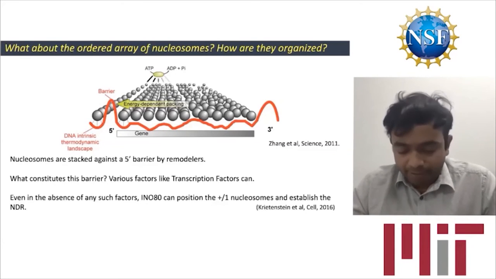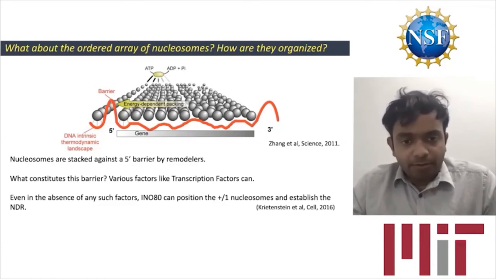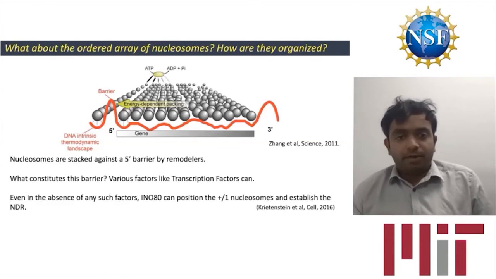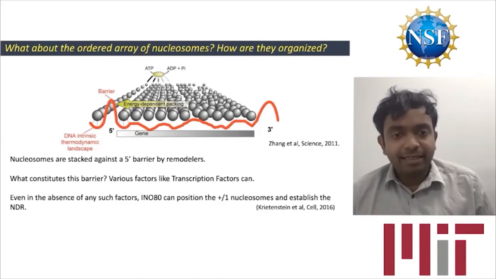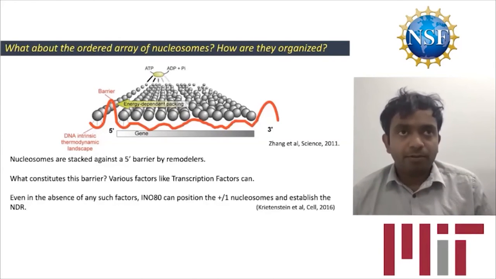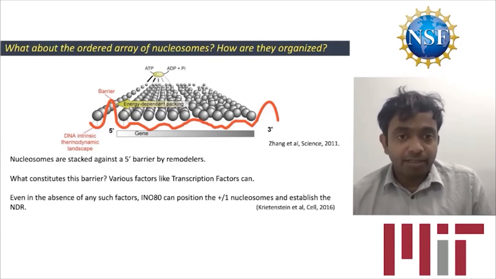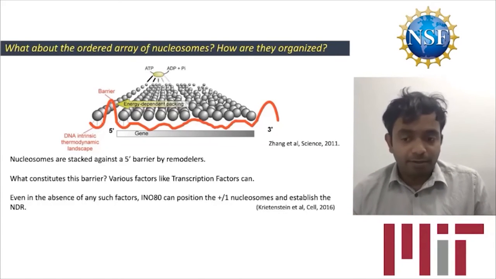been widely implicated. But there is one nucleosome remodeler, INO80, which is rather special because even in the complete absence of transcription factors or any other factors, it is still able to position the plus one nucleosome at its canonical location. So we asked, is this sequence-encoded region of rigid DNA that we discovered to lie near the 5' ends of genes able to serve as a barrier against which INO80 can stack and position the plus one nucleosome?